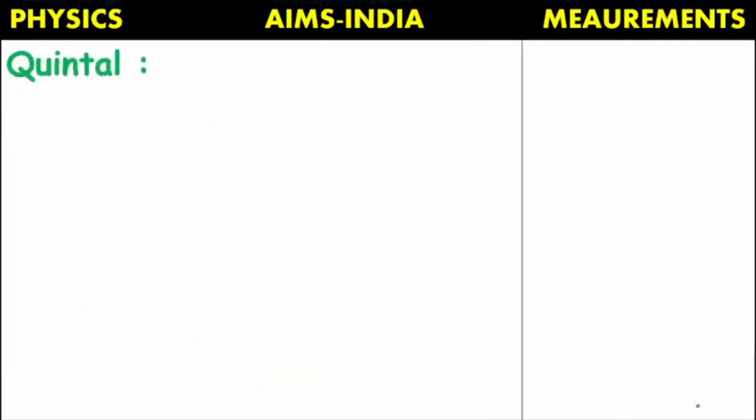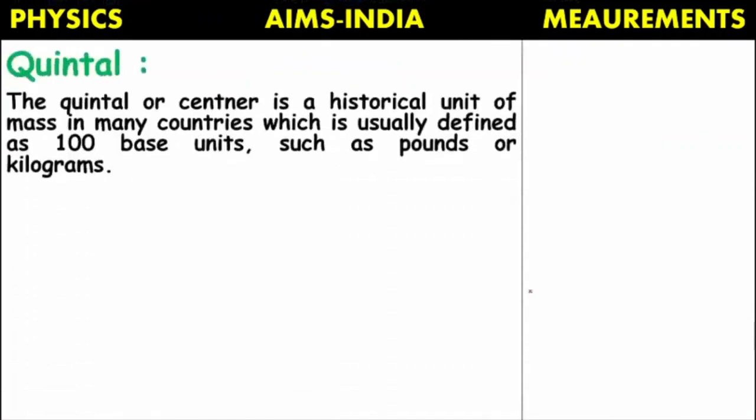So next, quintal. The quintal, or centner, another name for quintal is centner, is a historical unit of mass which is used in many countries, which is usually defined as 100 base units. Means 1 quintal is equal to 100 base units.